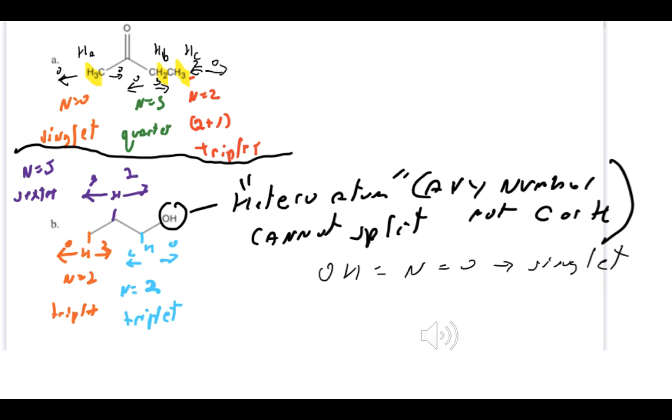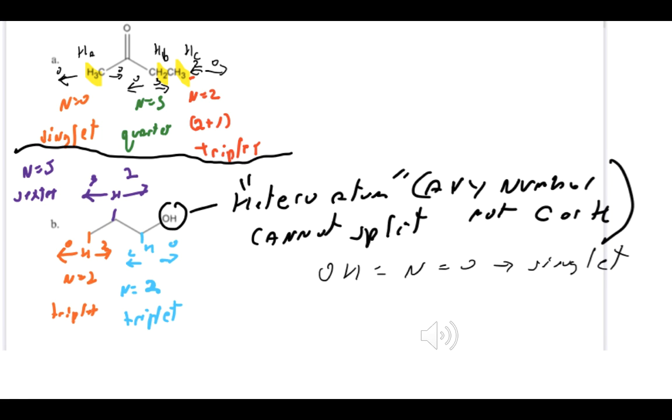So for HA, you look at the left, you see 0. You look to the right, you see 0. So you can say n is equal to 0. According to n+1, the peak we would see for this would be a singlet. And because it's a CH3, it does have a carbonyl, so it could be a little deshielded.